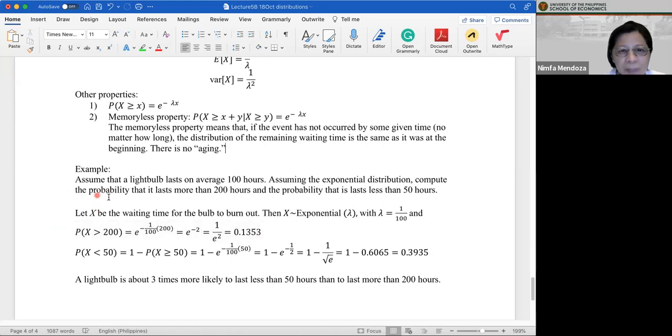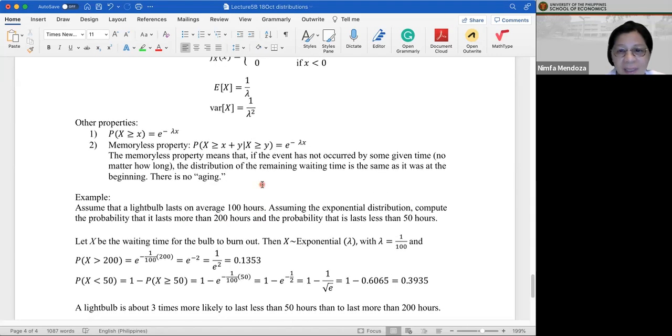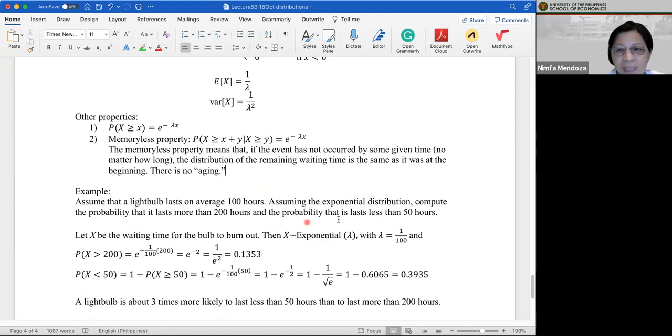Okay, do this sample problem. Assume that a light bulb lasts on average 100 hours. Assuming the exponential distribution, compute the probability that it lasts more than 200 hours and the probability that it lasts less than 50 hours. So let X be the waiting time for the light bulb to burn out. Then X would have an exponential distribution with this as the parameter lambda.